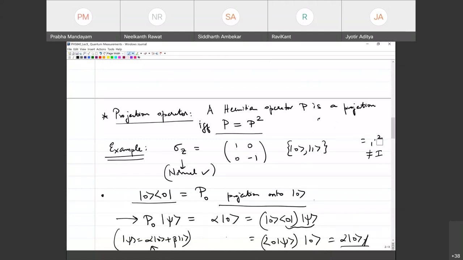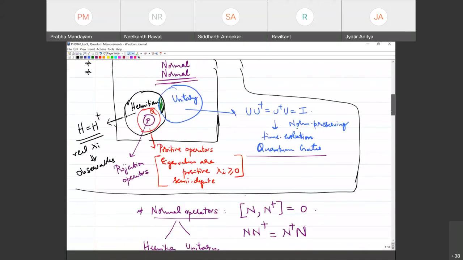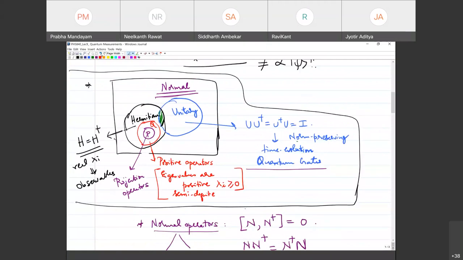Can I have a positive operator which is also unitary? I guess one could have; there's nothing that prevents positive operators from being unitary. So it's possible that the red could intersect the blue, but not the purple. Sorry, that's become a messy figure now, but that's a good question. I could have positive operators which are unitary, but not projection operators, because projection operators square to themselves, except, see, identity is now an example of everything.